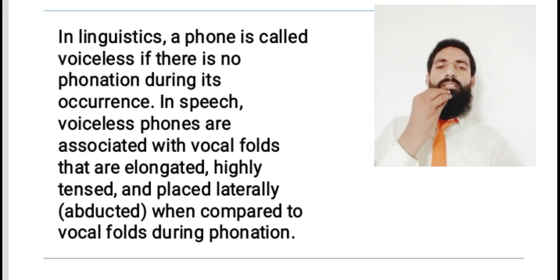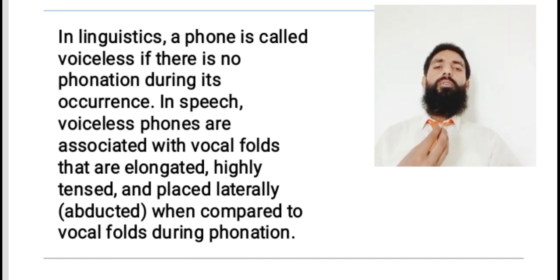When a phone is called voiceless, this may be a question. If you want to produce sound, sound can also be understood as phone. If you want to produce phone, it will be voiceless if there is no phonation during its occurrence. In speech, voiceless phones are associated with vocal folds that are elongated, highly tensed, and laterally abducted, compared to vocal folds during phonation.